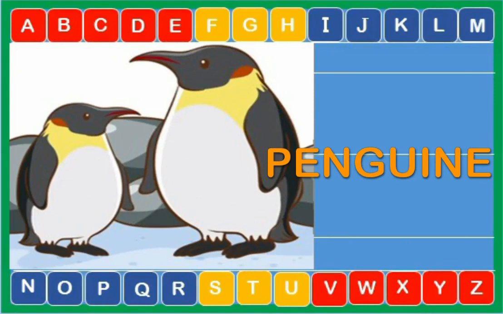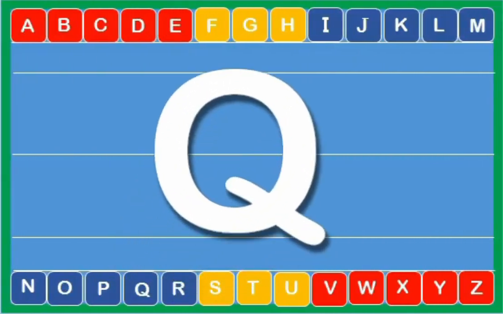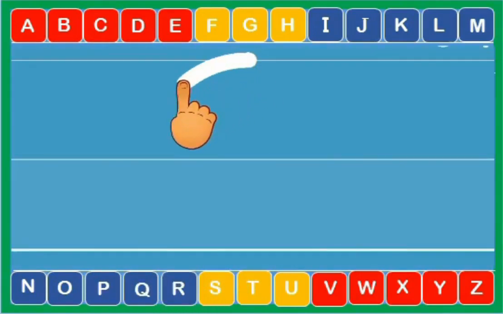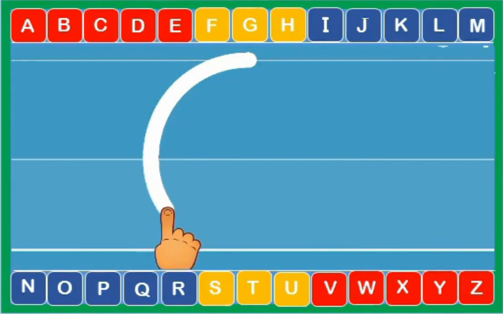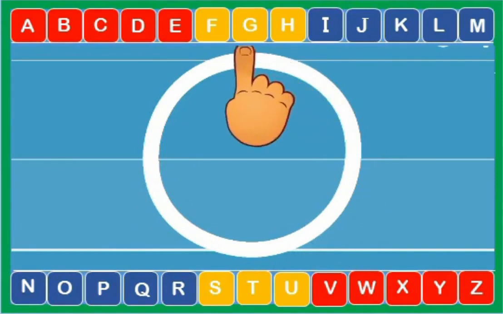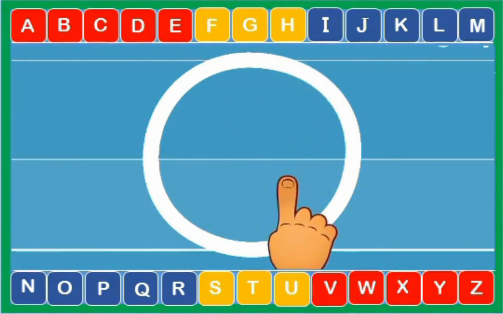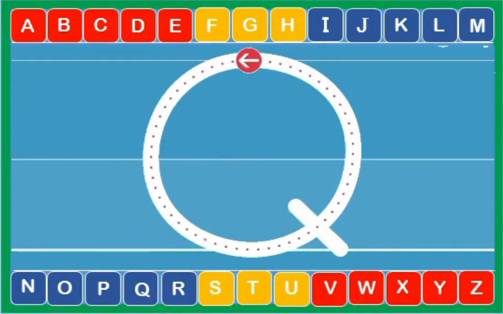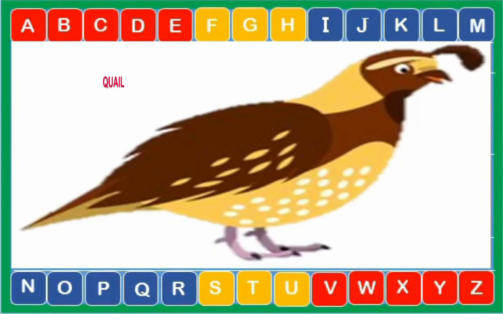Next is letter Q. Make a circle around. And a lower right stroke. Q for quail.